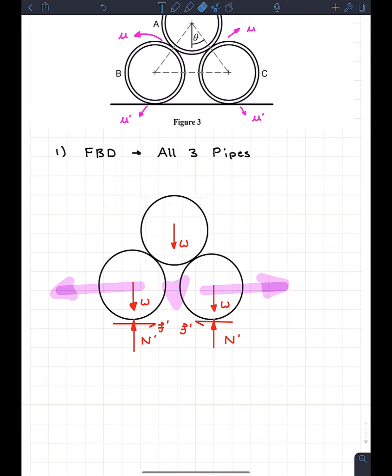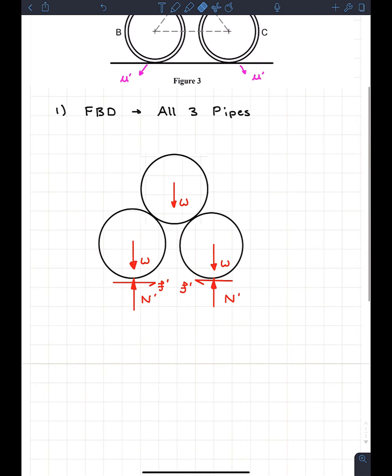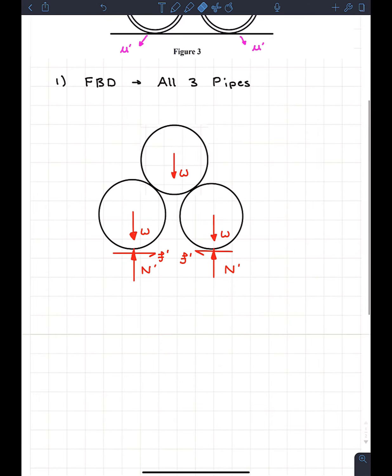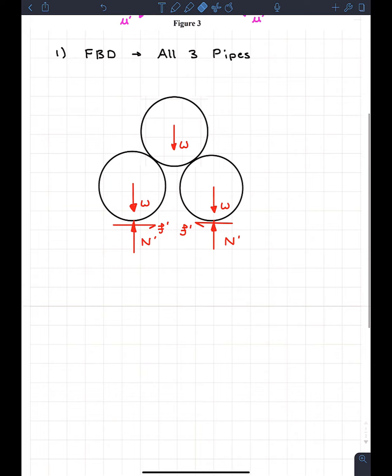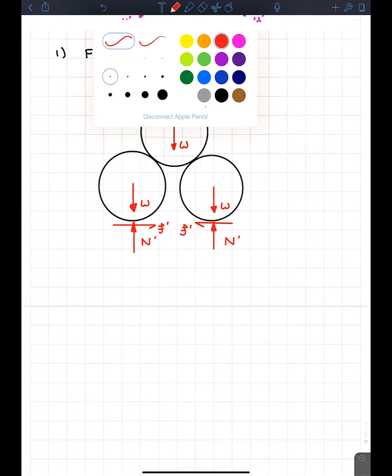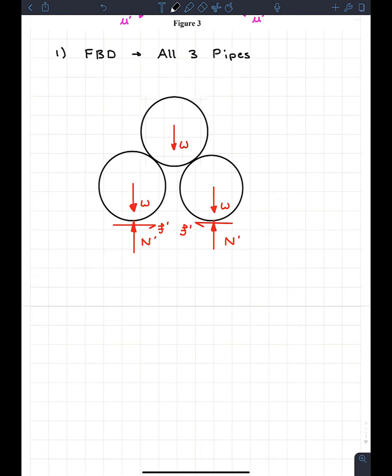So I'm just going to erase the direction of motion real quick. And then, of course, with free-body diagrams, we have 3 equations of equilibrium. If we look here and take the sum of the forces in X, we're not going to get too far. What we're going to find out is that F prime is equal to F prime. Well, no kidding. So we take a moment. Well, we don't know any distances, so taking a moment's also not going to do too much for us either.